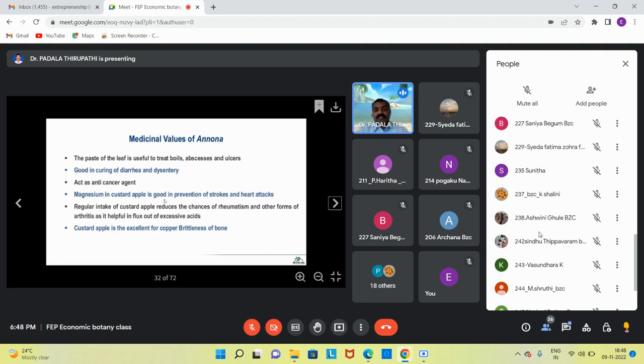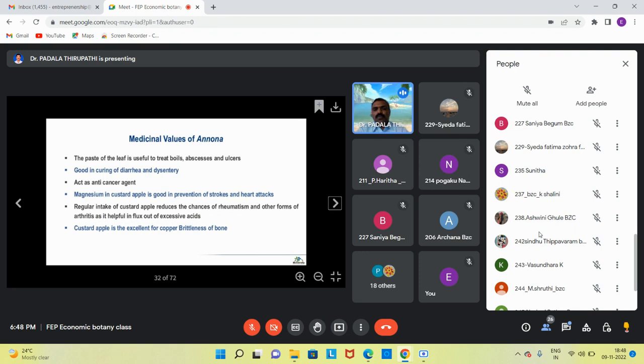Magnesium in custard apple is good in preventing strokes and heart strokes. My dear friends, remember, whenever we are consuming this custard apple, it is a very rich source of magnesium. It also prevents strokes and heart strokes in human beings. And regular intake of custard apple reduces the chances of rheumatism.